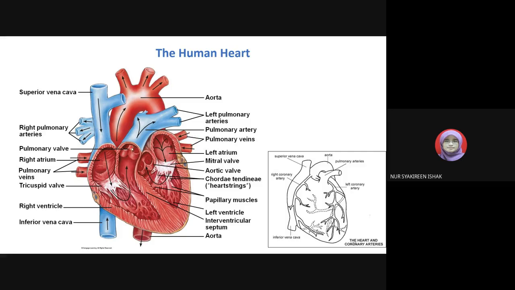And then we have valve. Okay, so valve tadi kita tengok, okay, ada tricuspid valve dekat right side. Kita ada mitral valve dekat left side between atrium and also ventricle. Here we have the aortic valve. Okay, aortic valve is between the left ventricle and the aorta. Here you have the pulmonary valve. Okay, pulmonary valve is between the right ventricle and also pulmonary artery.